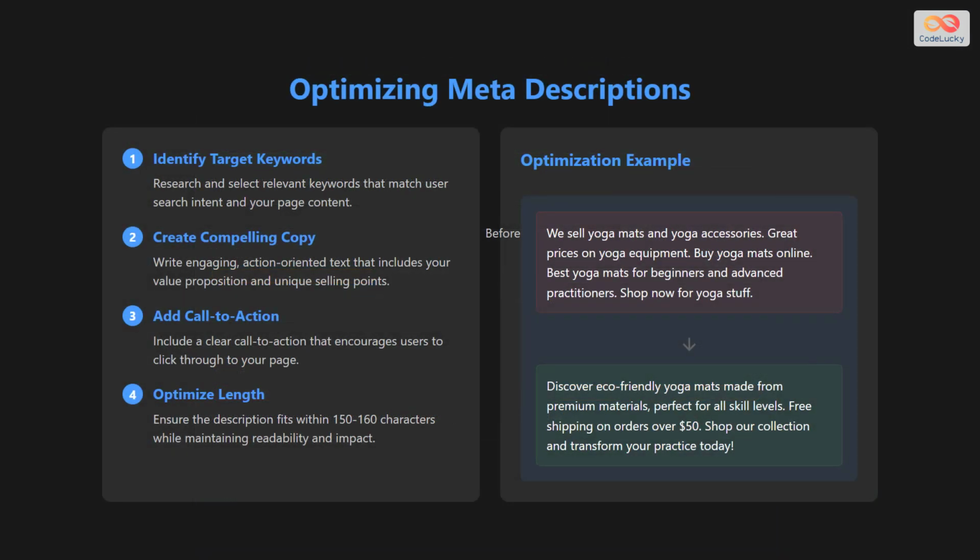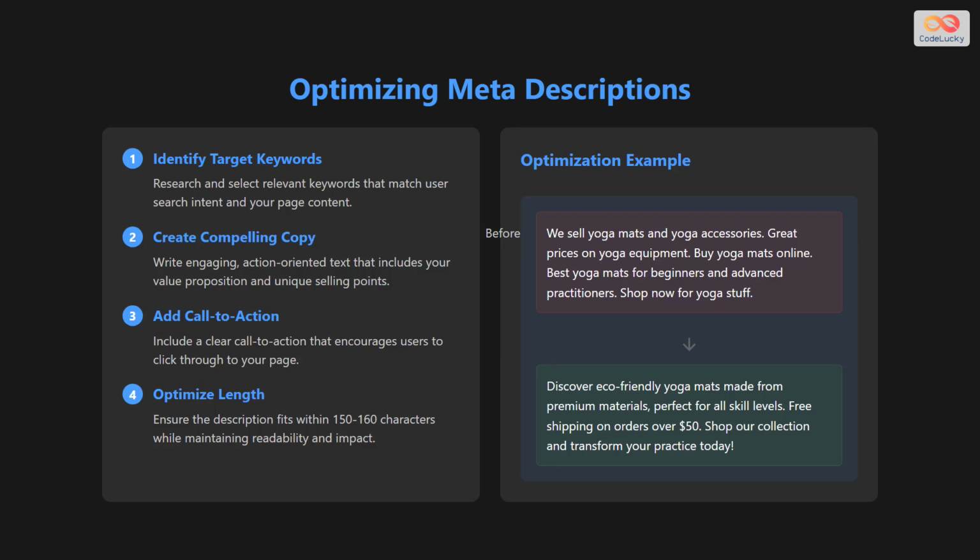Now let's discuss how to optimize meta descriptions. First, identify your target keywords. Research and select keywords that match user intent and your page content. Second, create compelling copy. Write engaging, action-oriented text that includes your value proposition and unique selling points. Third, add a call to action. Encourage users to click through to your page. And fourth, optimize the length. Ensure that your description fits within 150 to 160 characters.